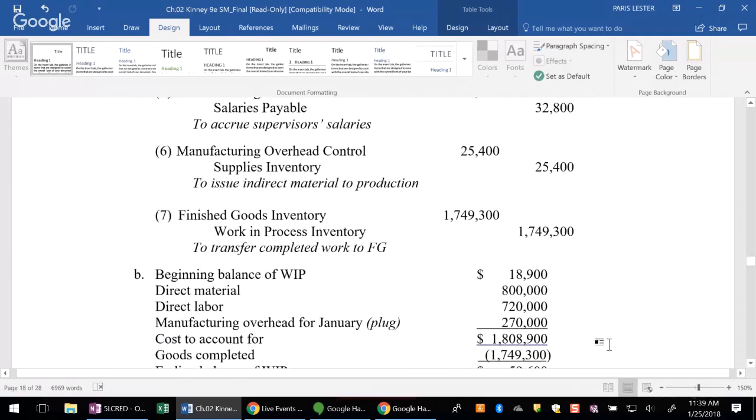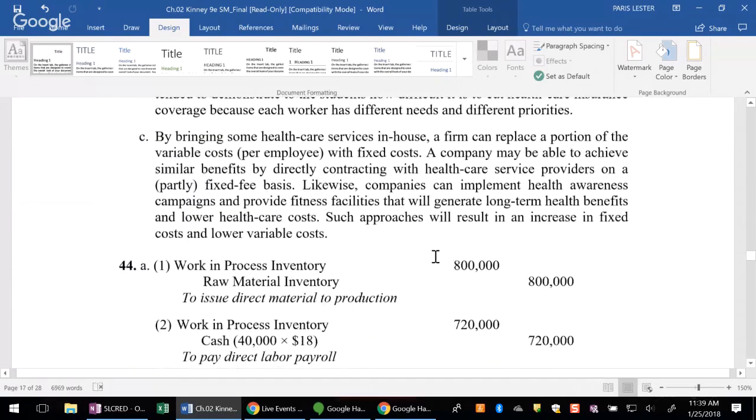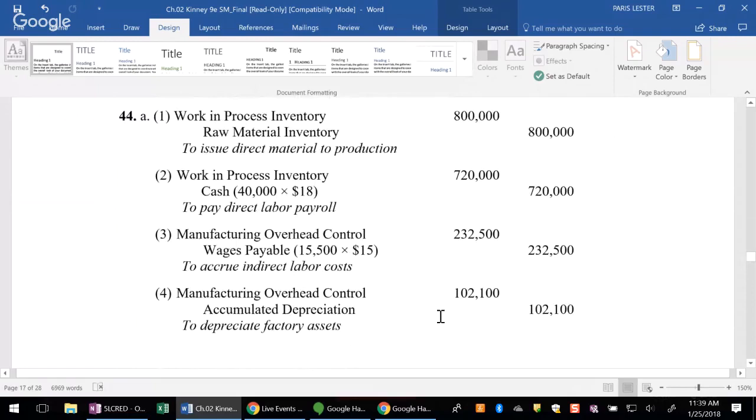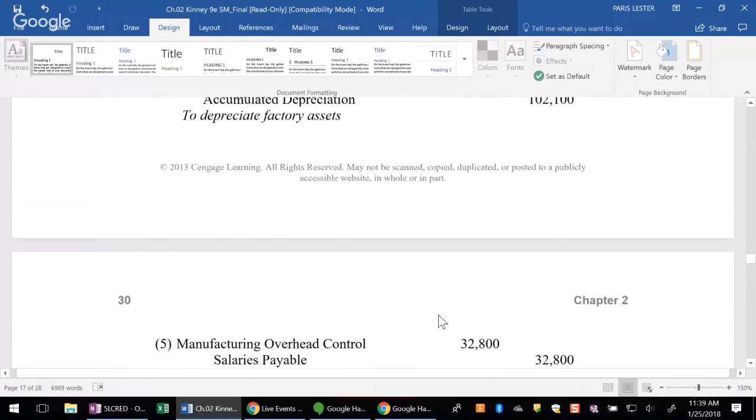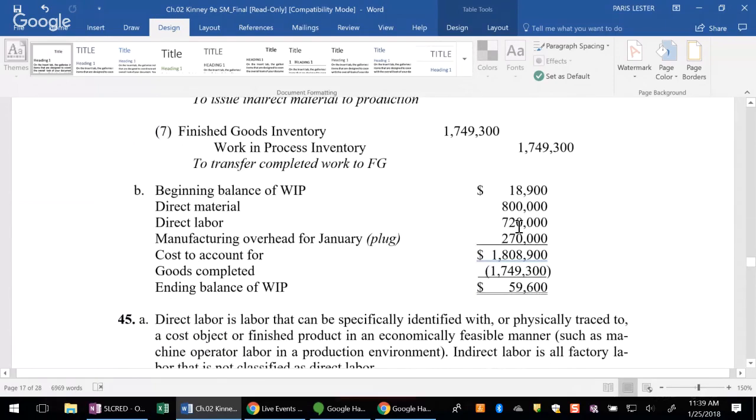Okay, the beginning and ending. Now, where do you get 270? Draw yourself a T account. Add 232.5 in a T account, 1021, 32.8, 25.4, and that should give us, I don't think that's 270. Huh? I don't think that's 270.